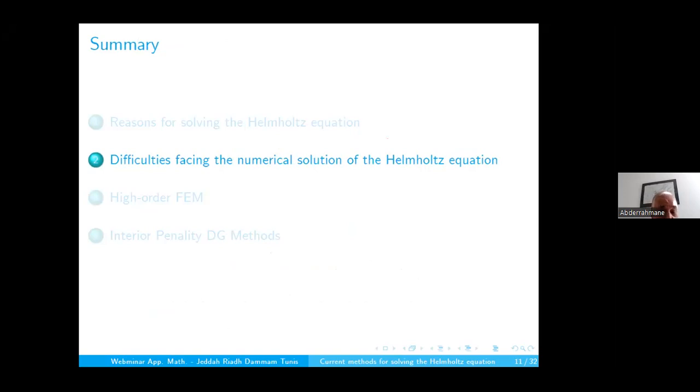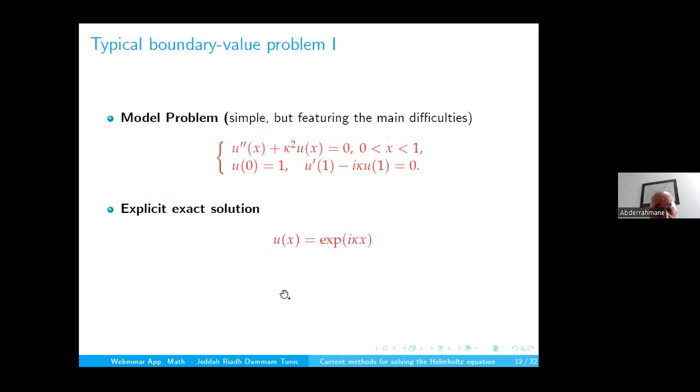And in this way, I come to where the difficulty of solving such an equation lies. Mainly, in this talk, I consider the model problem. The model problem is considered in all these theoretical studies concerning this problem.